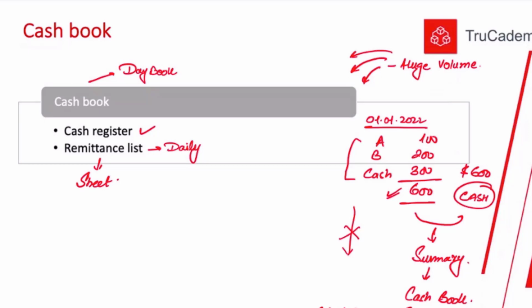So by using a cash register or remittance list, it will improve the practicality of accounting for cash. Just to improve the practicality on a daily basis, we use a cash register or maybe a remittance list. But this is not compulsory. But obviously this is the most practical one.